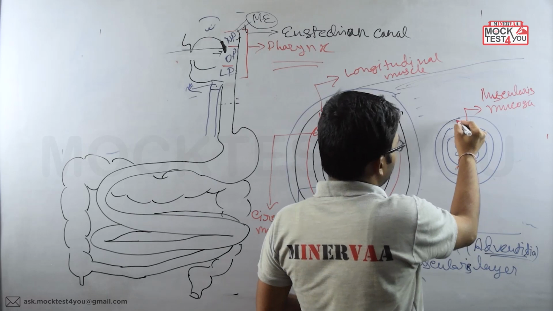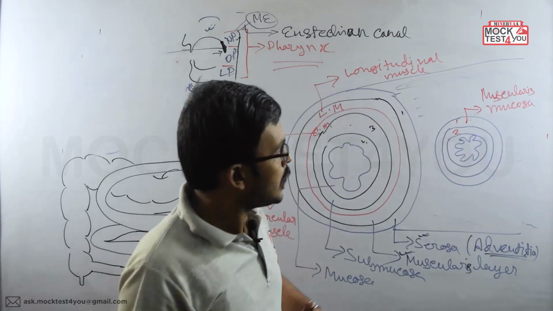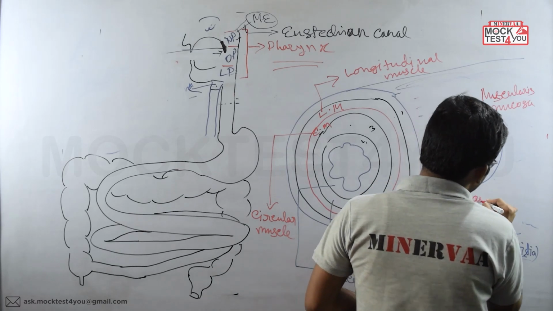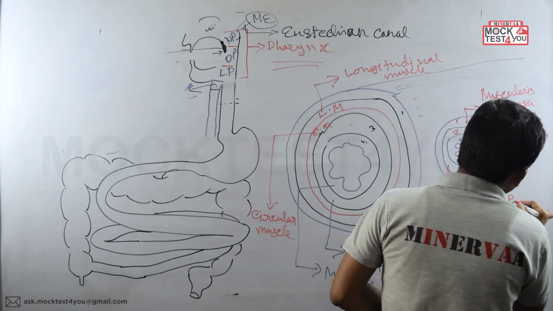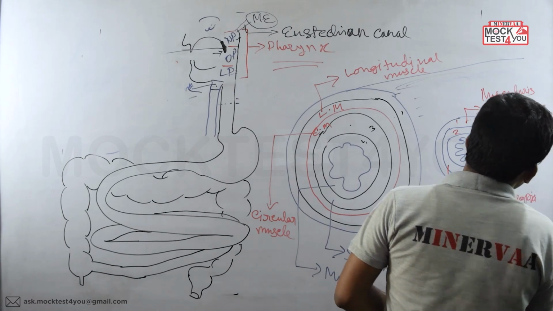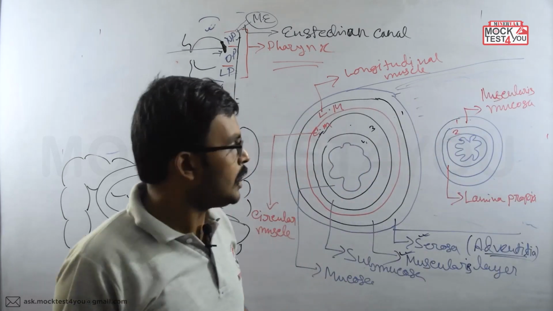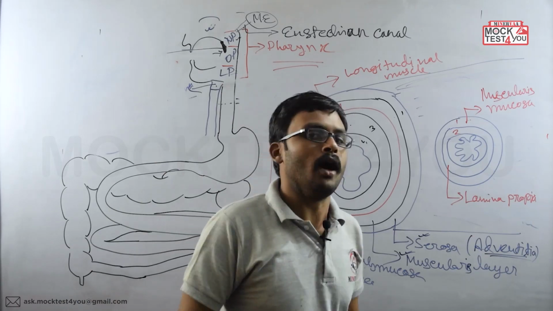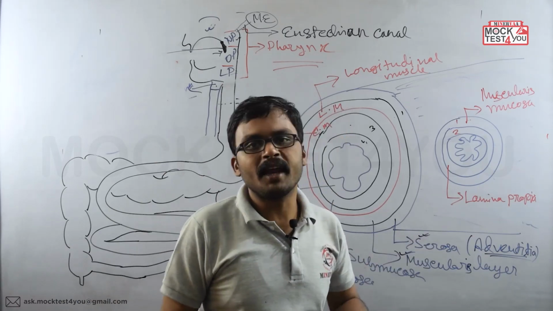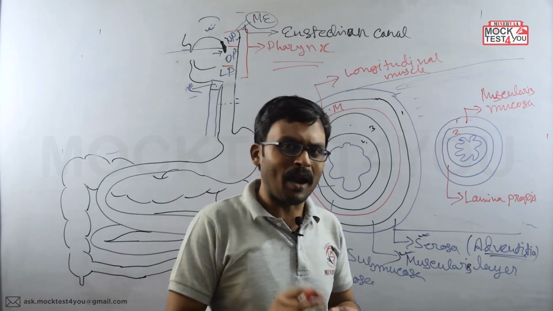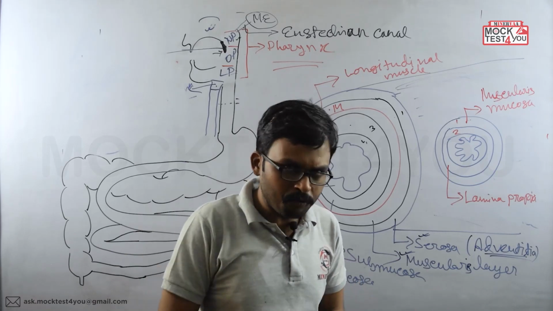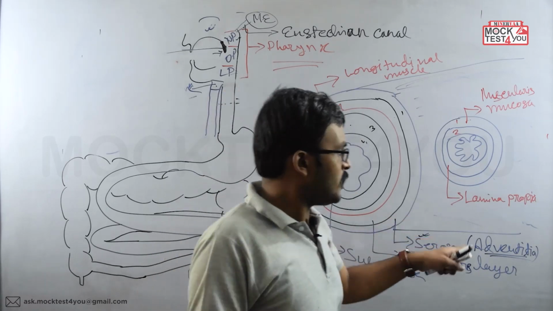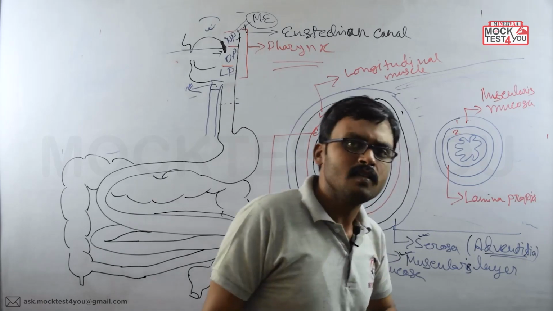Then the second layer, after the first layer from outside to inside, is called the lamina propria. And inside the lamina propria, what are we getting? This lamina propria is quite like the submucosa, because here we are getting connective tissue, blood vessels, lymph, and a small amount of lymphoid tissue also. So that's why it's quite like the submucosa.